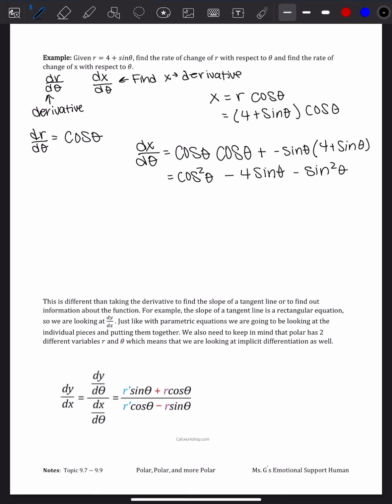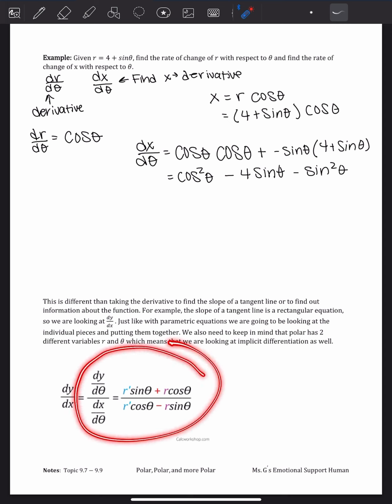When we do that, the thing that we need to keep in mind is that product rule that we would have had to do with our radius times our sine, or radius times our cosine. So we end up getting this derivative, which is really just the derivative of y with respect to theta divided by the derivative of x with respect to theta. This is just using that product rule on both.